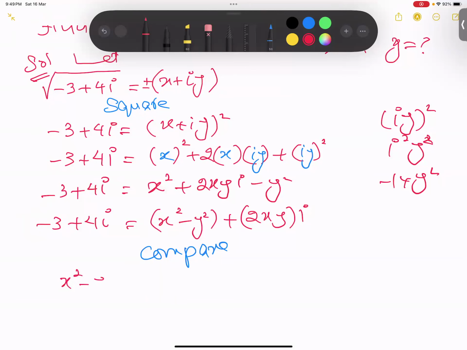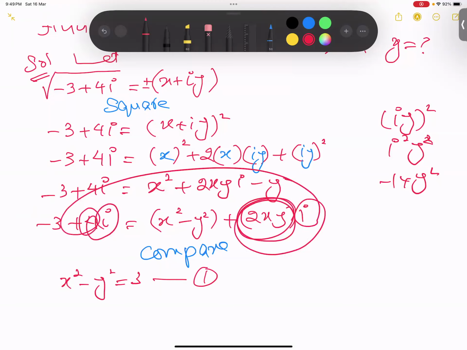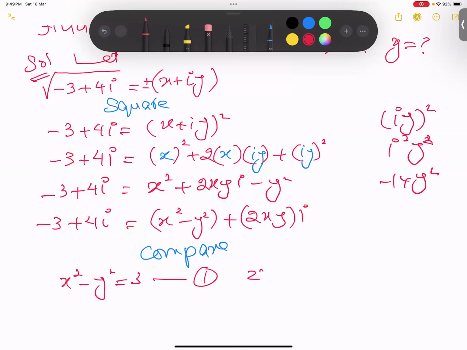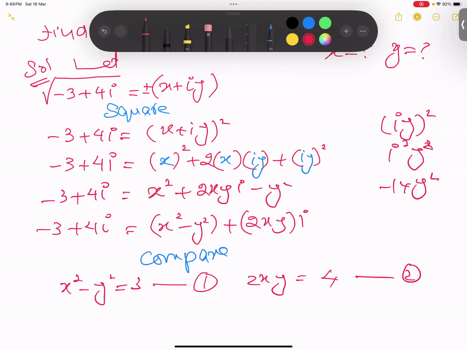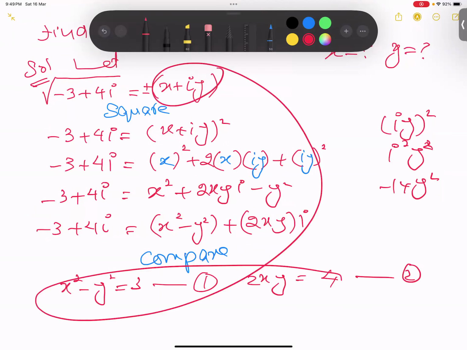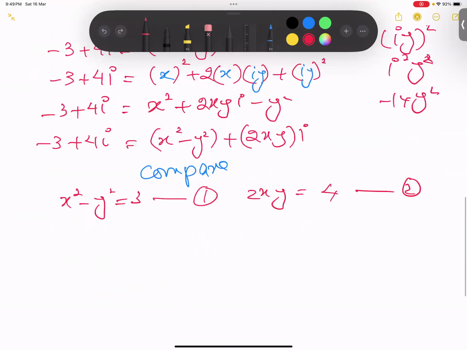I get two equations from here. First equation number, and this is the complex part beside of iota. This is the complex part beside of iota. So 2xy equals 4. Now I will solve them simultaneously. Ultimately, I get xy, and that I will plug in here. I will get my answer. So let's try to achieve.